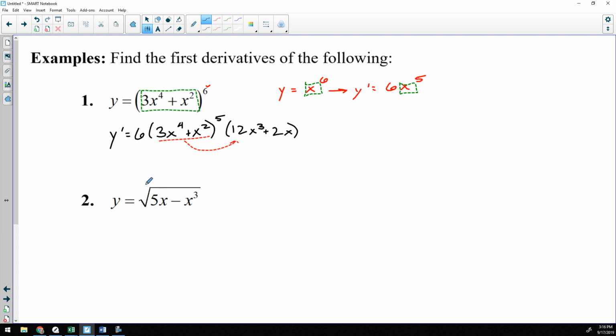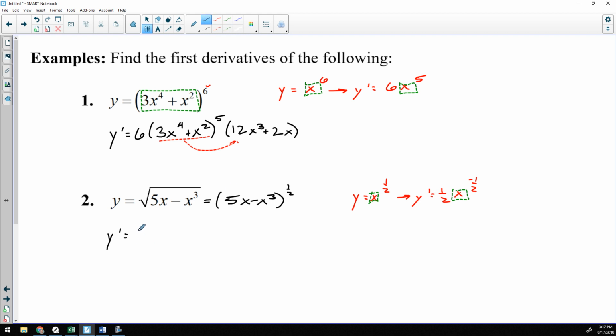Number two, again, you're looking for something inside of something, and here we have 5x minus x cubed inside the square root. So I'm going to start by rewriting this as 5x minus x cubed to the 1/2 power. That way I see the parentheses, I see an inside and what's happening to that inside. The derivative of number two is going to be almost identical to our approach for number one, where instead of seeing ugly stuff to the 1/2, I'm going to look at it as just x to the 1/2, and the derivative of x to the 1/2 is 1/2 x to the negative 1/2. And in this case, in the place of the x, we have 5x minus x cubed.